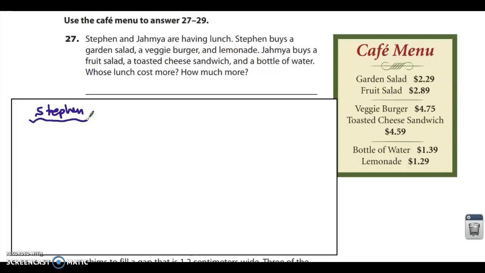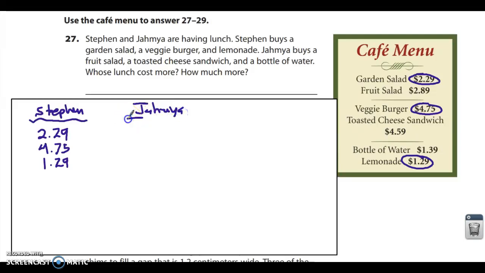Stephen ordered a garden salad, which is $2.29. I'll circle as I go. He ordered a veggie burger, which is $4.75. And a lemonade, which is $1.29. So that's going to be Stephen. I can go ahead and get Jemiah set up too.